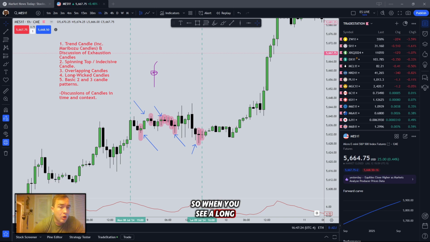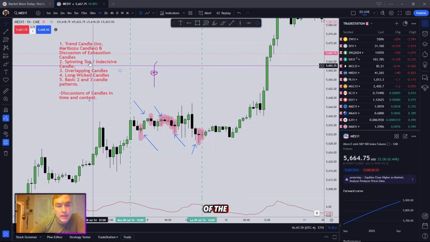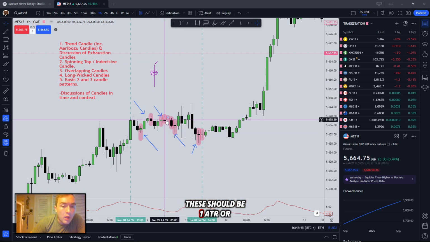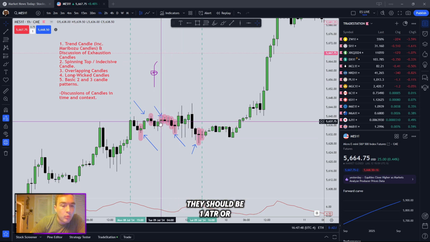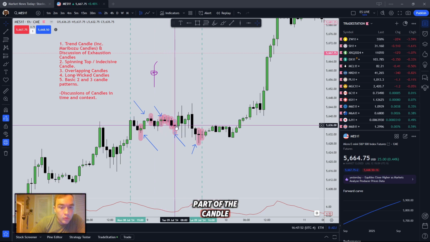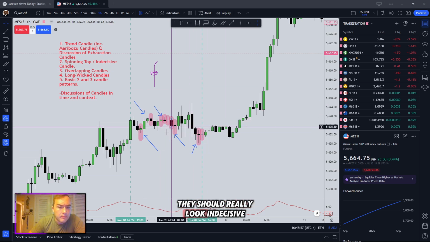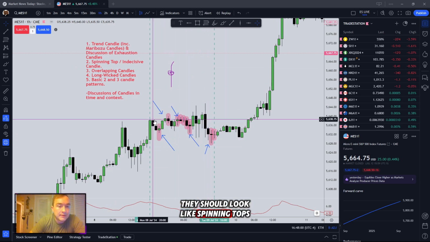Now, remember that low volatility is followed by high volatility. So when you see a long string of indecisive or spinning top candles, you're not really focusing on that at the moment. You're focusing on, oh, okay, that probably means we're constricting volatility and we're about to expand. Okay, guys, so the second portion of the candle guide here is the spinning top or the indecisive candle. These should be 1 ATR or less. Again, they should be 1 ATR or less. The body should be the smallest part of the candle, whereas the wick should be the larger part of the candle. And they should really look indecisive. They should look like spinning tops.